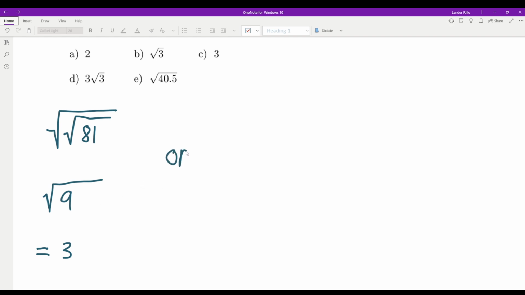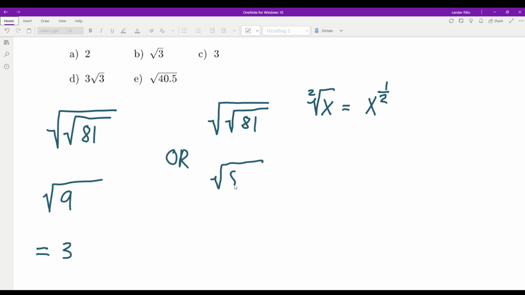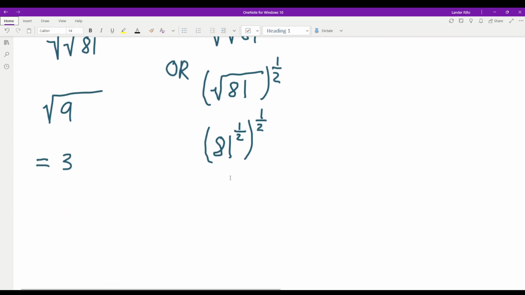Another way to solve it is to use the exponent rules, or not exponent rules, radicals. A square root has a 2 here. Any square root of x is also just x to the 1/2. So we can even do it like this. The square root of 81 on the inside is 81 to the 1/2, and the square root on the outside is also a 1/2.